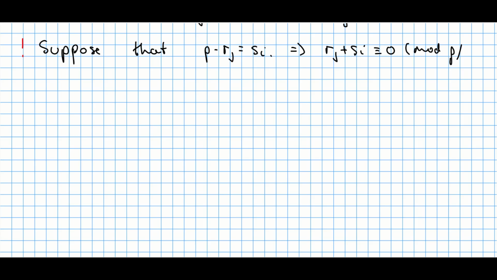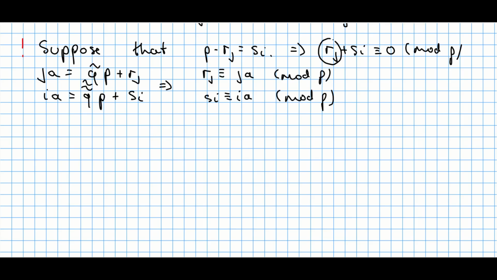And now let me just write down two equations where those remainders are involved. So we get those remainders rj, si after dividing element of the form ja by p and ia by p as well. So now we have the following equation, and just go to the world of modulo p and rewrite this as ja is congruent to this remainder rj modulo p, and similarly this remainder si is congruent to ia modulo p. And now we go back to this equation and substitute those remainders with those elements. We get that ja plus ia is going to be congruent to 0 modulo p.